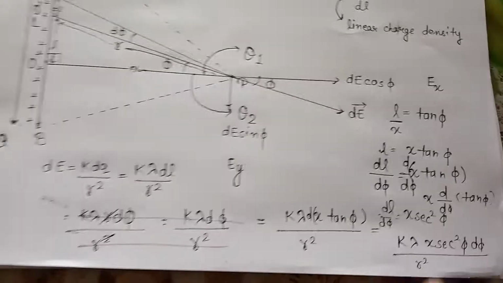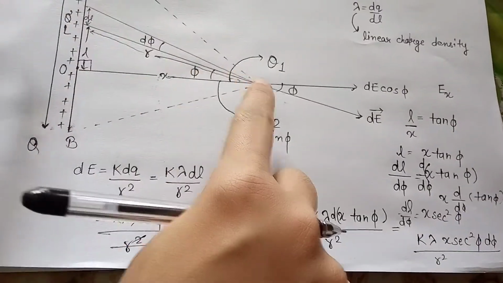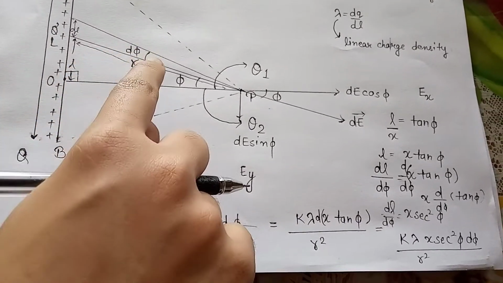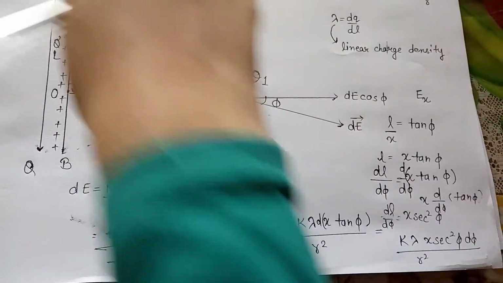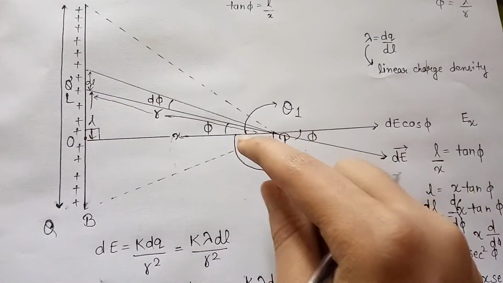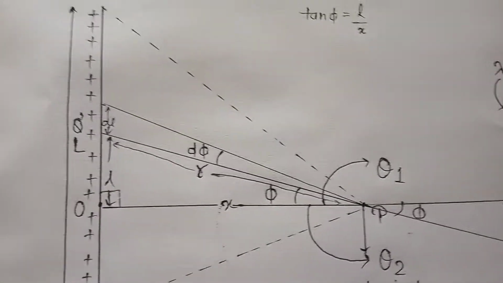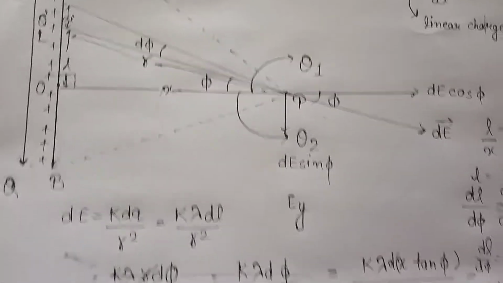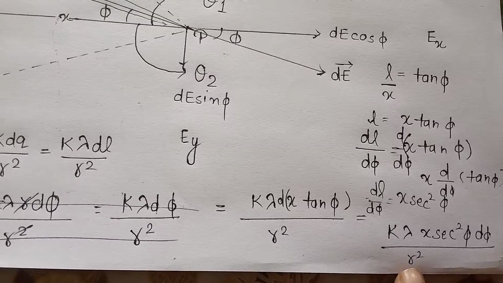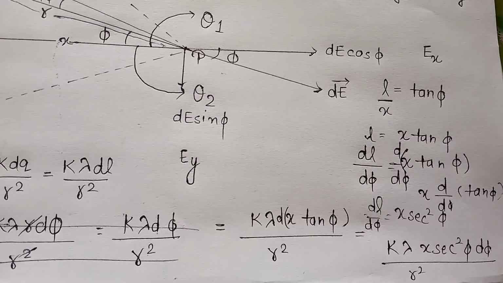Now this r is also variable. At any point of this rod the r will be different. So we have to make this term also constant.